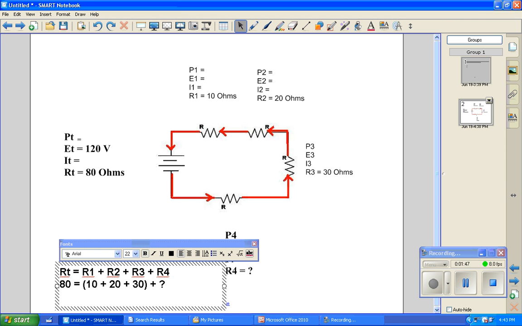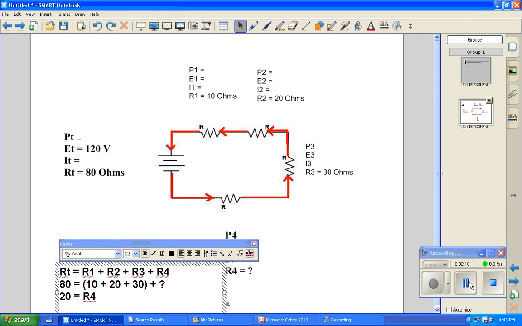What is 20 plus 30 plus 10? 60. So we know that 80 is equal to 60 plus something. So we could just subtract 60 from both sides, and we know that 20 is R4. Okay? Now, of course, that's not enough.